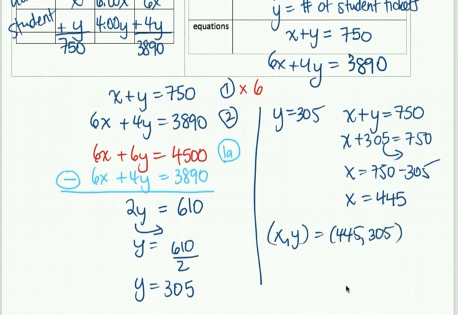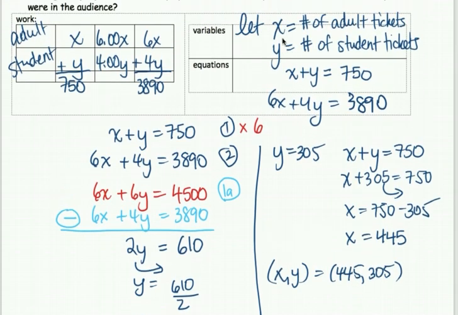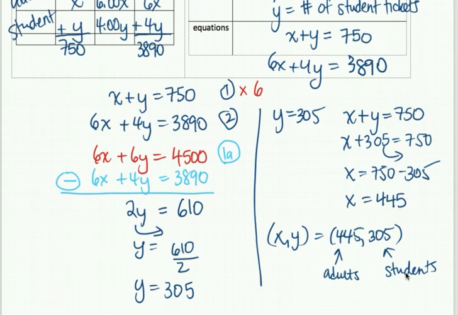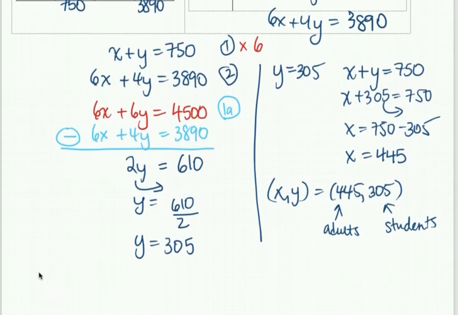And then you go back to the original variable statement up here, and x was the adult, right? These were the adults. Okay, and these were the students. Okay, all right, so just make that match up and then write your therefore statement.